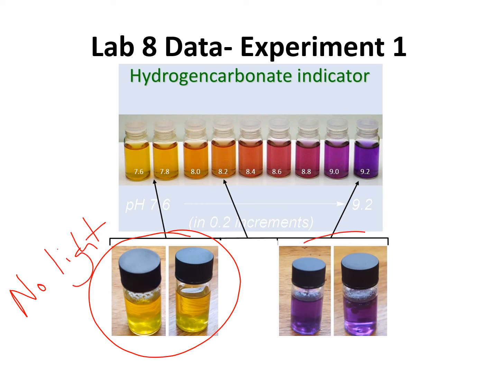And the vials that were exposed to light would have changed color back to the original sort of purple color. So these were exposed to light. So this is the data that you need to record in your lab. So again, the vials that were covered by the aluminum foil, the solution would have remained yellow. The vials that were exposed to the light, the solution would have turned back to the original color. So that's the data you need for experiment 1.